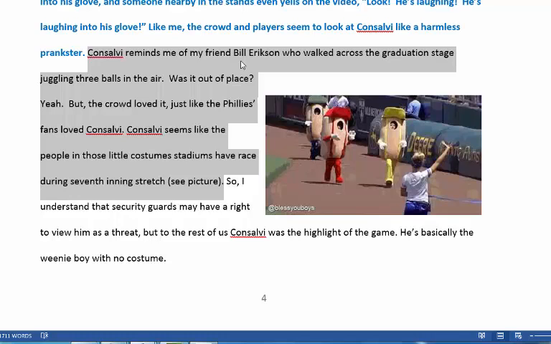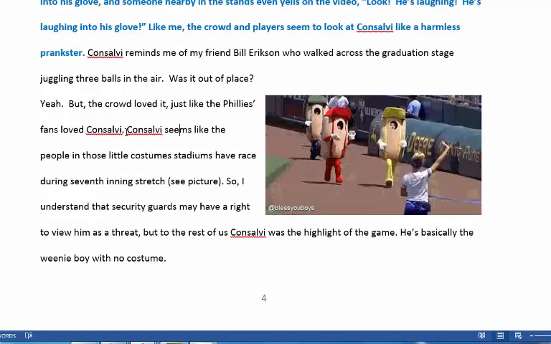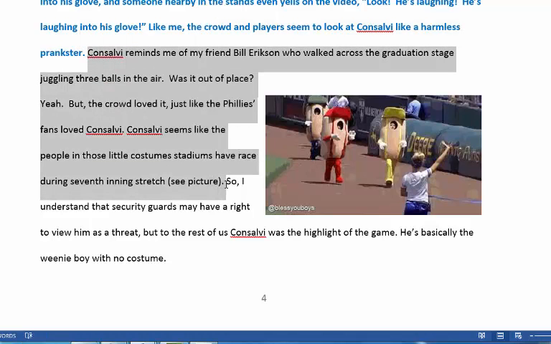And in this case, remember I gave you a bunch of different options like a simile, different things. In this case, I actually combined a couple things. First, I put a personal experience I connect to. Consalvi reminds me of my friend Bill Erickson, who walked across the graduation stage juggling 3 balls in the air. Was it out of place? Yeah, but the crowd loved it, just like the Philly fans loved Consalvi. Okay, that's a personal experience.